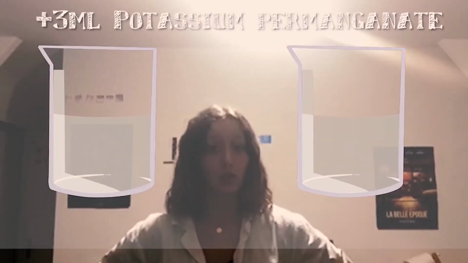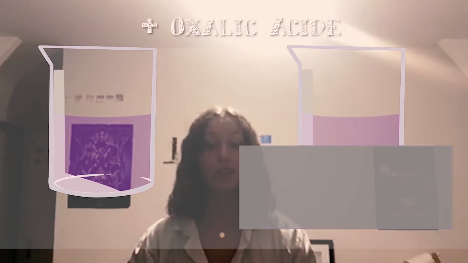For the temperature experiment, we need 2 beakers with 3 ml of the potassium permanganate solution with a concentration of 5 times 10 to the power of -3 mol per liter. We put one of those beakers in a hot bath and we add 10 ml of a solution of oxalic acid with a concentration of 1 times 10 to the power of -1 mol per liter, and at the same time we add the oxalic acid solution to the other.